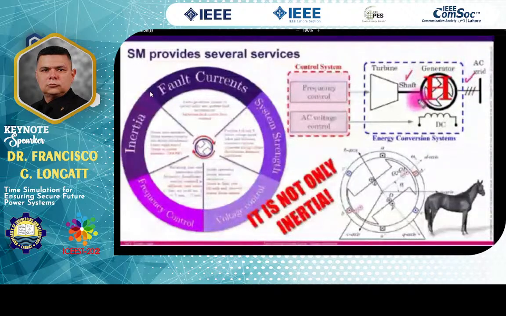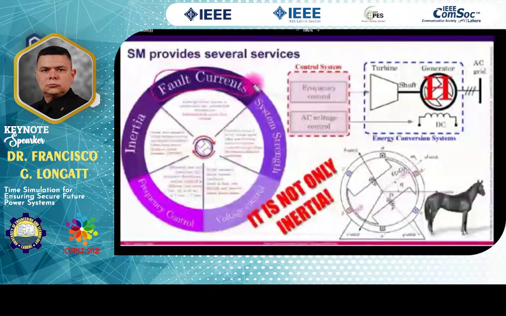From the control point of view it is very simple because you have at least two control loops, one for frequency and one for AC voltage, okay? It's extremely simple. But what is extremely important that all of you understand is that the synchronous machine has been for more than 100 years in the electrical power system providing services. Some of those services, even we power engineers, we complain about those services. For instance, short circuit currents.